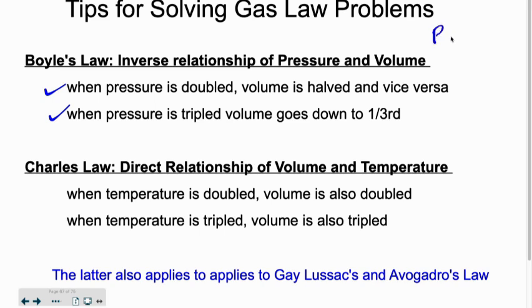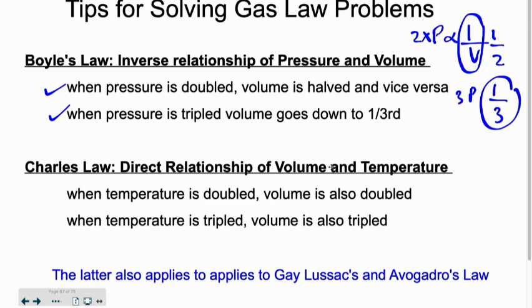So if pressure is proportional to 1 over V, which means they're inversely proportional, if I were to double the pressure, that means that this becomes 1 over 2. If I were to triple the pressure, that means that this part of this equation here becomes 1 over 3, which means my volume goes down to 1/3.